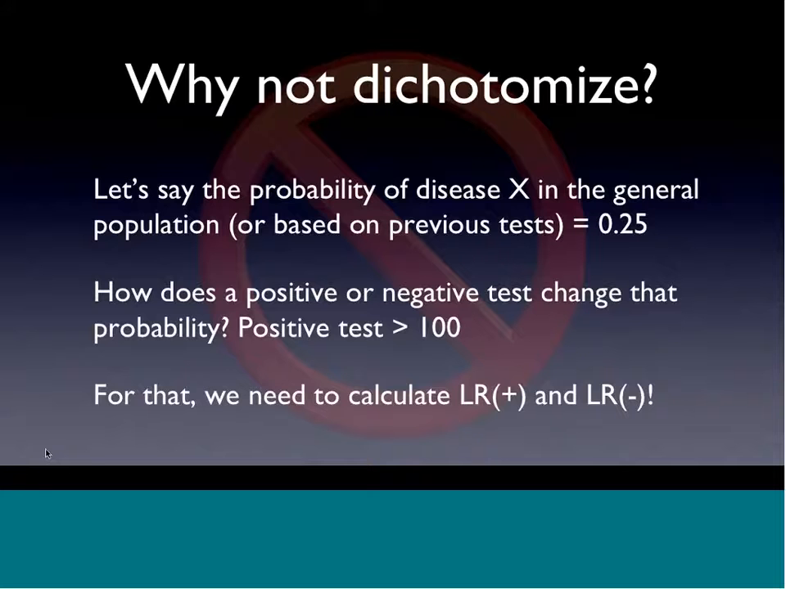Just as an example here, let's say a disease X has a pre-test probability in the general population of about 25%, or maybe this was based on previous tests. But that's how we start. This is our baseline. So how does a positive or negative test change that probability? Let's say a positive test is a value of more than 100. So how does the test result change the probability? We'll need to calculate likelihood ratio, positive and negative.